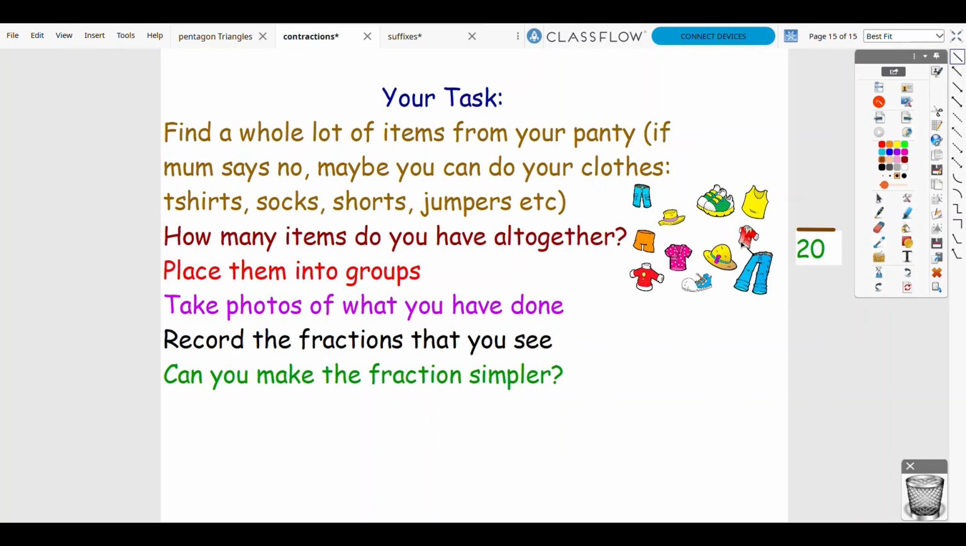Take photos of what you've done. You can see I've added a whole lot of photos. Now this was my pantry. Record the fractions you see. Can you make the fraction simpler? Now I'm going to give you a little hint. It's often easier if your amount is an even number. Not always, but it makes it a bit easier. So that's just something to think about.